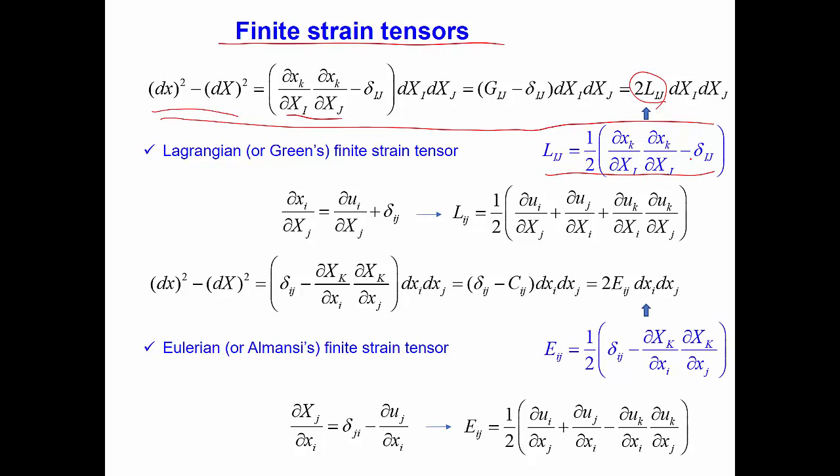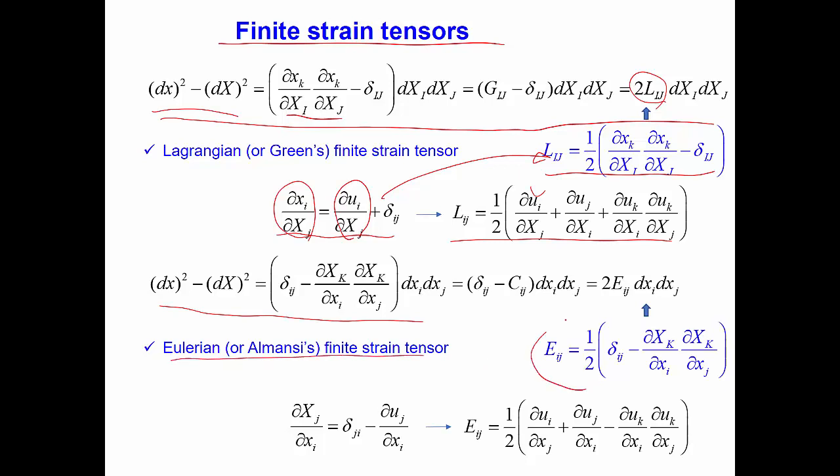We already studied the relations between material displacement gradient and material deformation gradient tensors. Applying this equation to this equation, we can express the Lagrangian finite strain tensor in terms of displacement gradient. In the same way, for the spatial coordinate system, we can define the Eulerian finite strain tensor by this equation.